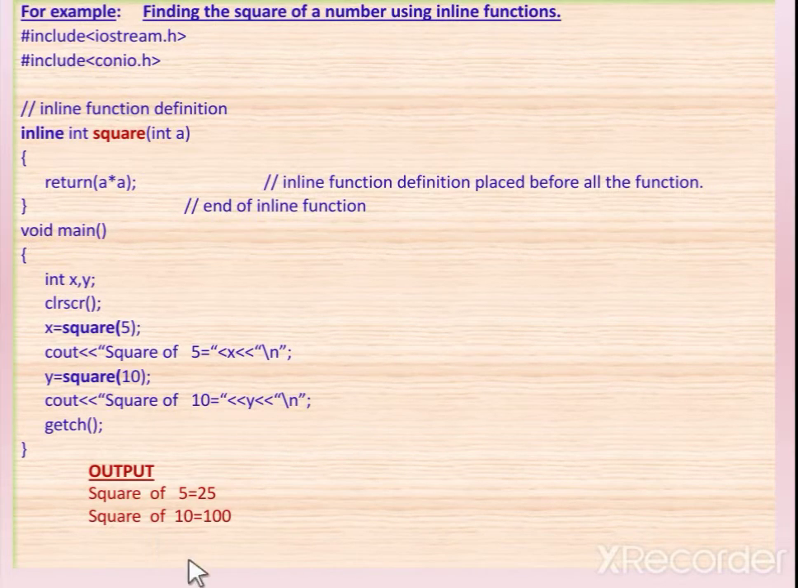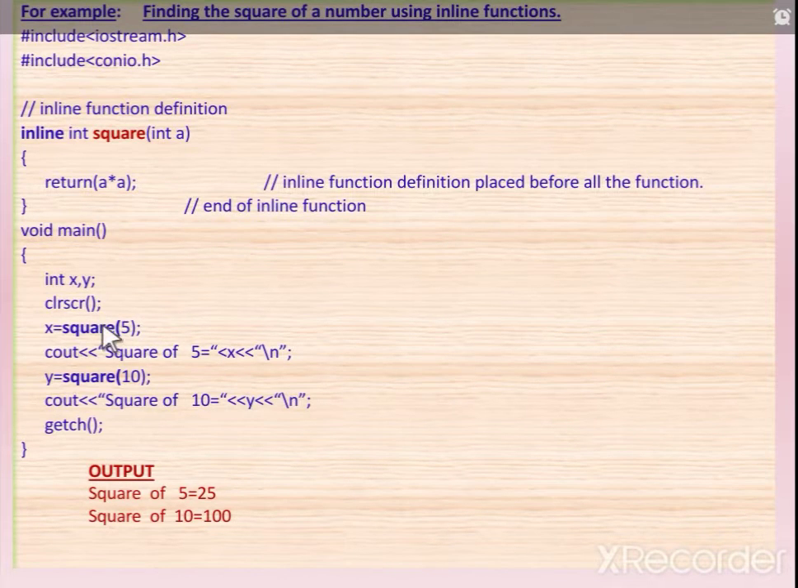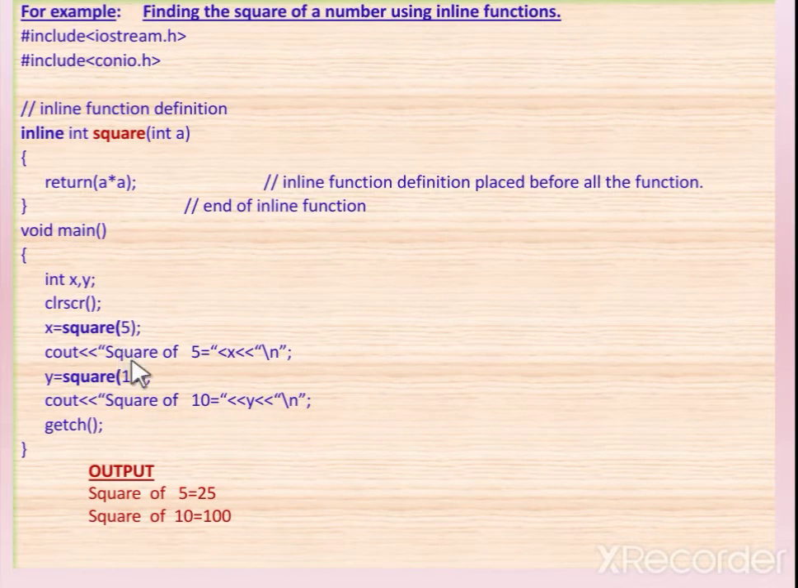Let us see the output. First, let me call this function, x is equal to square of 5, and that value has to be copied to the variable x. When I call this inline function, the body of the function will be substituted here. So 5 is sent, and that will return 5 into 5 is equal to 25. In the place of variable x, we get the value 25. Square of 5 is equal to 25. Similarly for y, square of 10 is equal to 100.